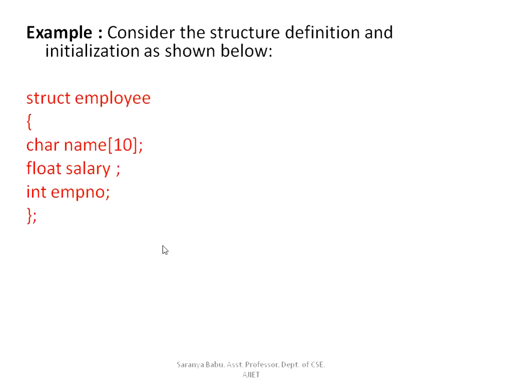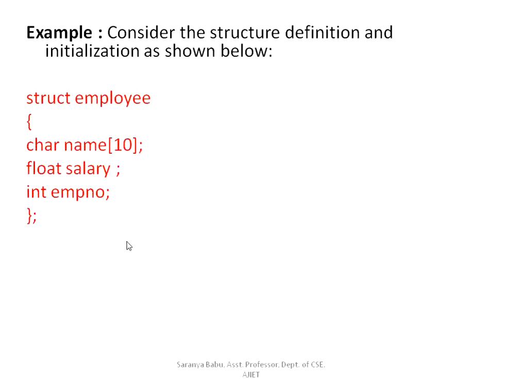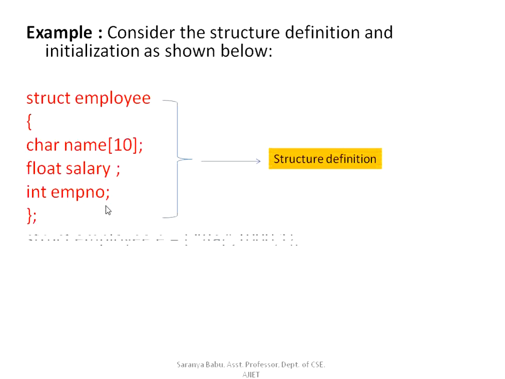See, all these are of our choice. Here I have given the variables as emp1 and emp2. Instead of that, I can give E1, E2, anything I can give. The variable name and tag name are of my choice, but while declaring I should use the same tag name. That's it. So here you see this structure, struct employee, name, salary, employee number. This is the structure definition.